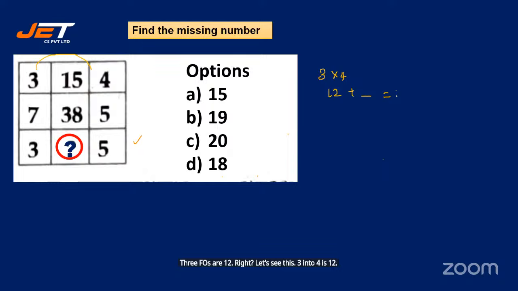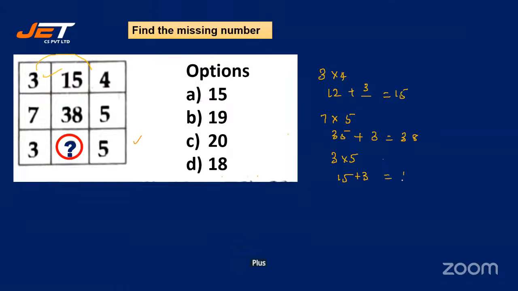Plus what if I add? I'll get plus 3. That is this 3 if I add, I'm getting 15. Likewise, 7 into 5, that is 35, plus this, not this 3. If you add what, you will get 38 if you add 3. So 35, 36, 37, 38. All right. Likewise, 3 into 5, that is 15, plus 3 will give me 18.